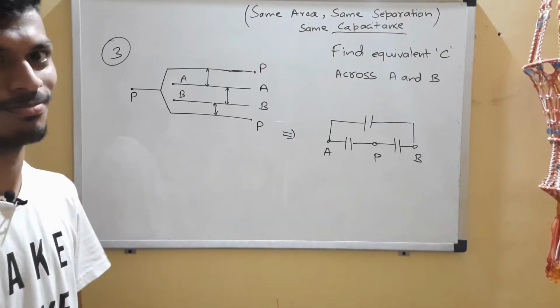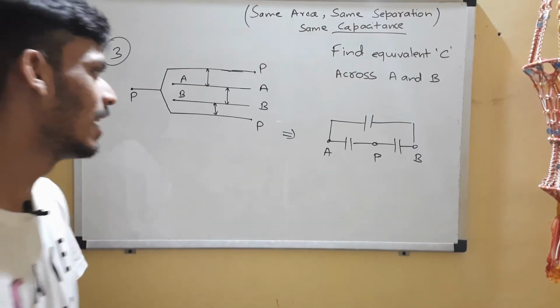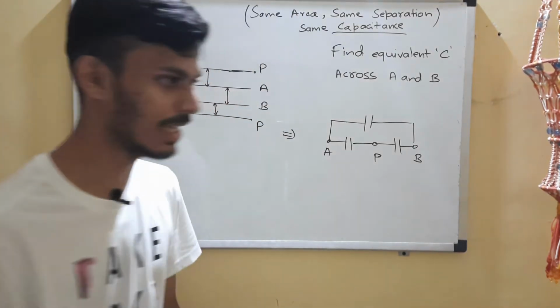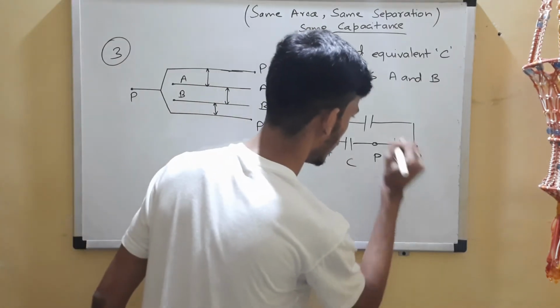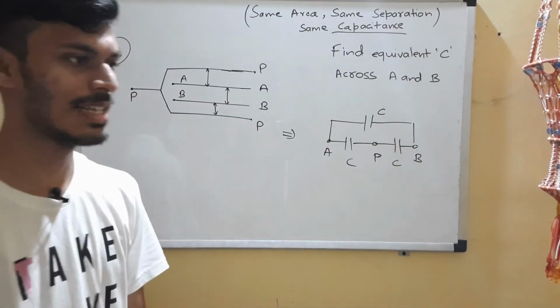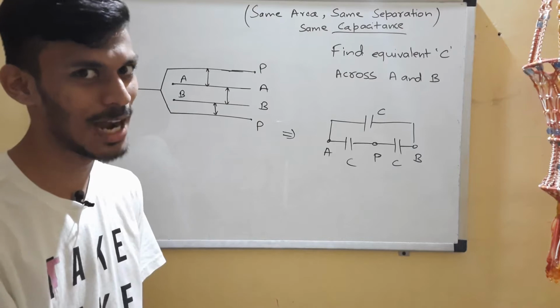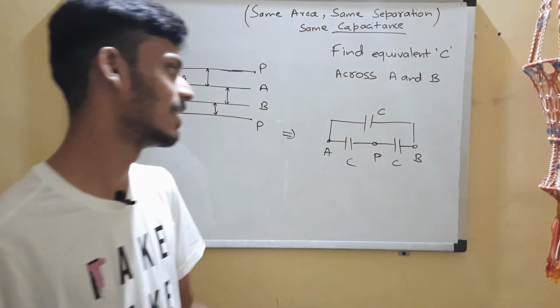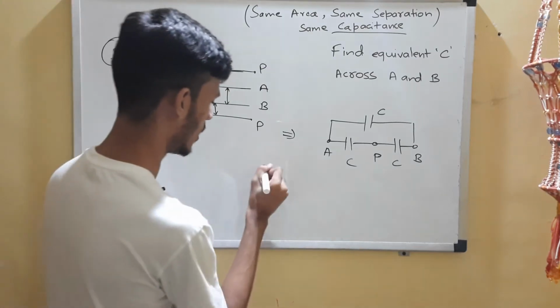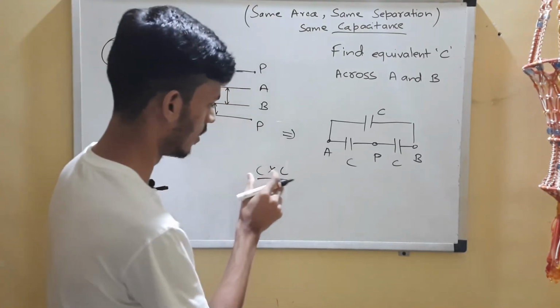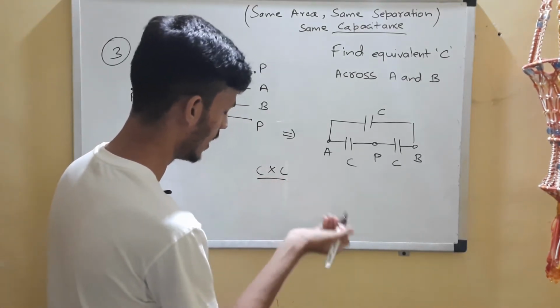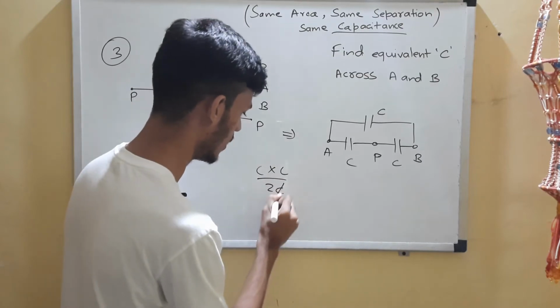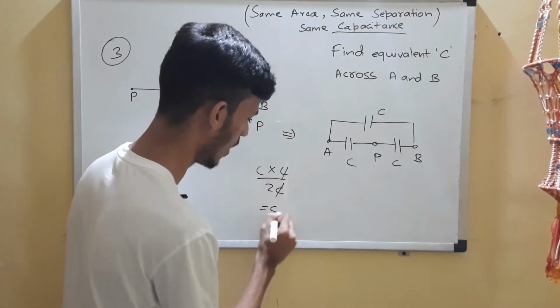Now is it so difficult? No, right? So here you can see that C and C in series, right? All of them have the same capacitance C. So C and C in series gives you C by 2. It's a general thing, guys. It's just product upon sum: C into C divided by their sum, which is 2C. This and this will cancel and you'll have C by 2.